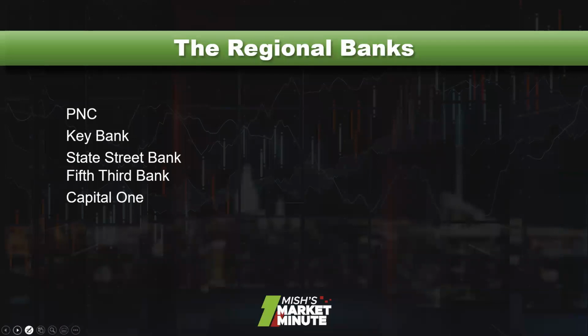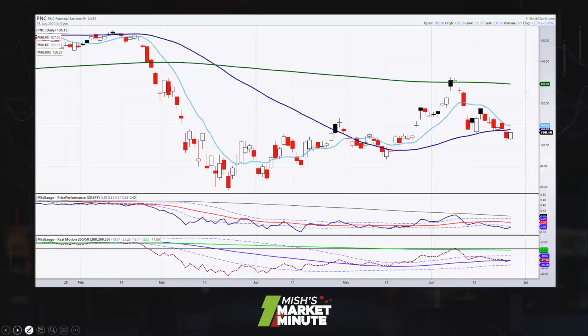Okay, let's go to some of the regional banks. So let's first go to PNC. This is PNC Financial Services. Essentially all these financial services, some of them deal with institutional investors, some of them deal with more of the retail space. PNC is very weak. Okay, look at that. It's still in a bear phase, under the 50-day moving average.